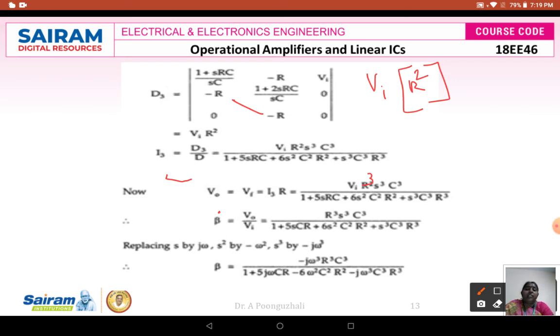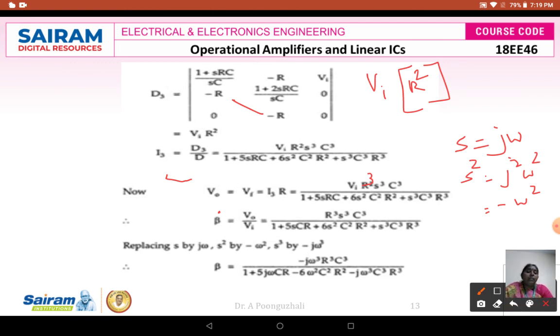Now replace, wherever s square is nothing but minus omega square. So s is here j omega. So s square is nothing but j square omega square. You know j square is nothing but minus 1, so minus omega square. So replace s square by minus omega square, s cube by minus j omega cube. So now my beta expression is going to be minus j omega cube R cube C cube by 1 plus 5 j omega CR minus 6 omega square C square R square and minus this one.